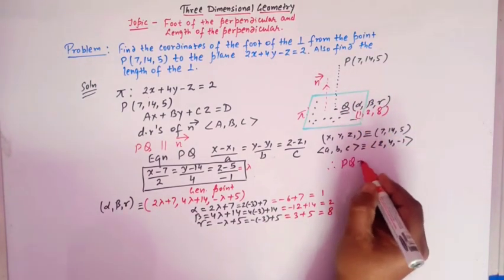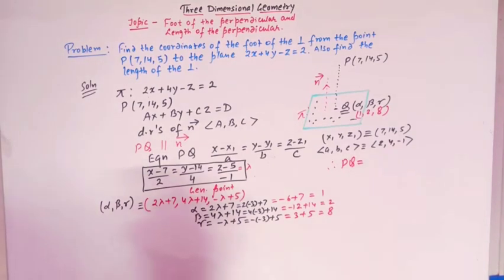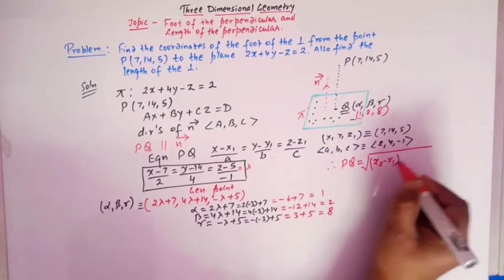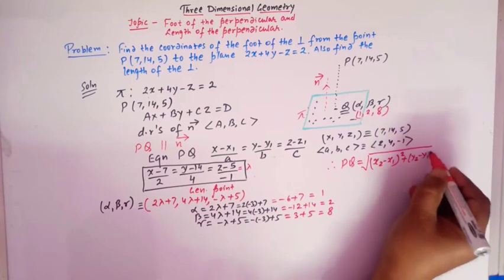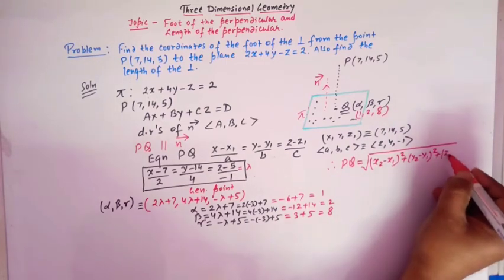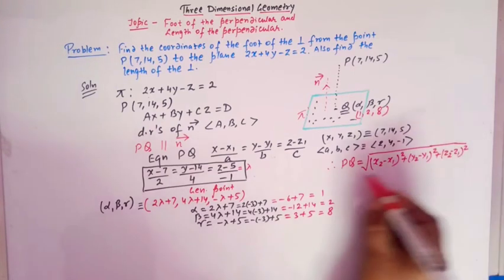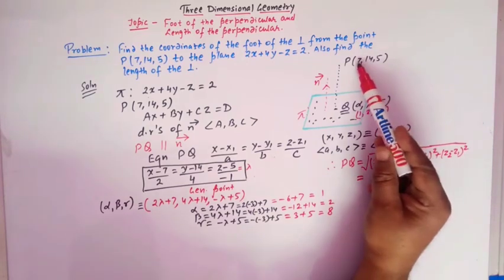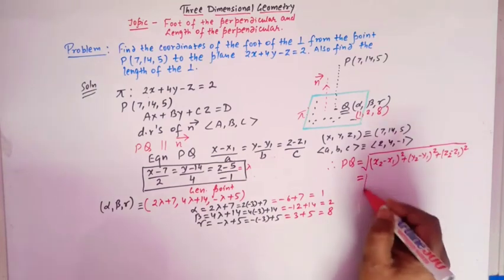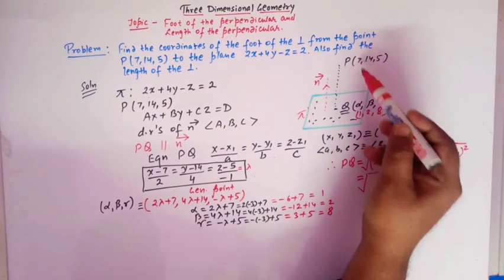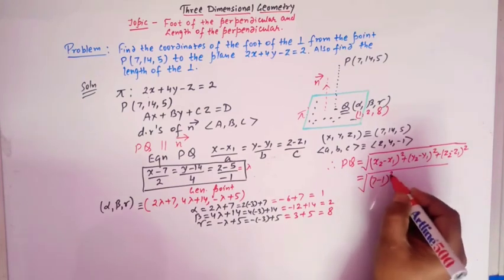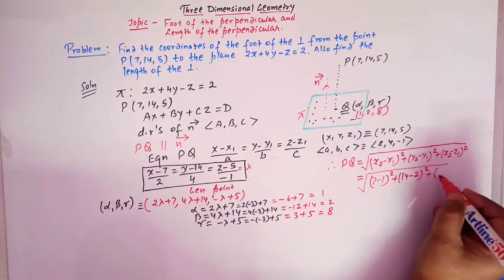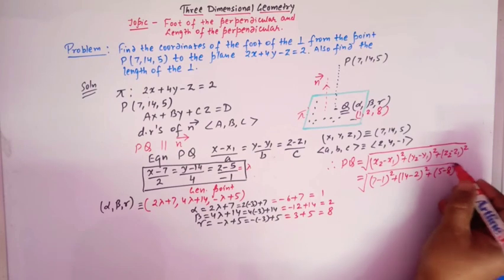So what we will do, we will apply the distance formula in three-dimensional geometry, which is the square root of (x2 minus x1) whole square plus (y2 minus y1) whole square plus (z2 minus z1) whole square. And here we can take this point as x1, y1, z1 and this point as x2, y2, z2. So we can write it like this: 7 minus 1 whole square, then 14 minus 2 whole square, and 5 minus 8 whole square.